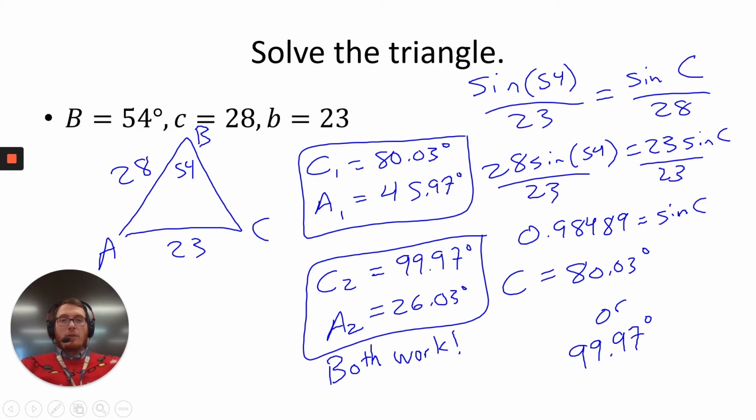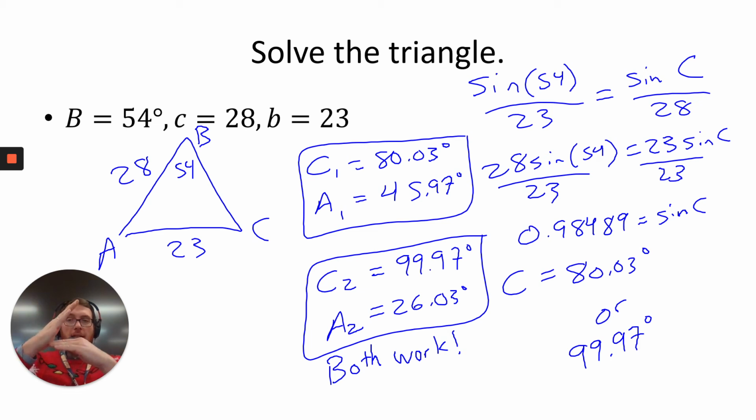Sine of C, when you do inverse, should be 80.03. But since sine is positive in quadrants 1 and 2, it also could be in quadrant 2 as 99.97. In this case, if I say C equals 80.03, so that's why it's C1. If I take 90 minus 54 minus the 80.03, then actually this works as 49.47 for angle A. If I instead use the 99.97 and subtract out 54 and 99.97, excuse me, from 180, it also becomes 23.03, which works. Which means there's two versions of this triangle, and essentially here's what's happening.